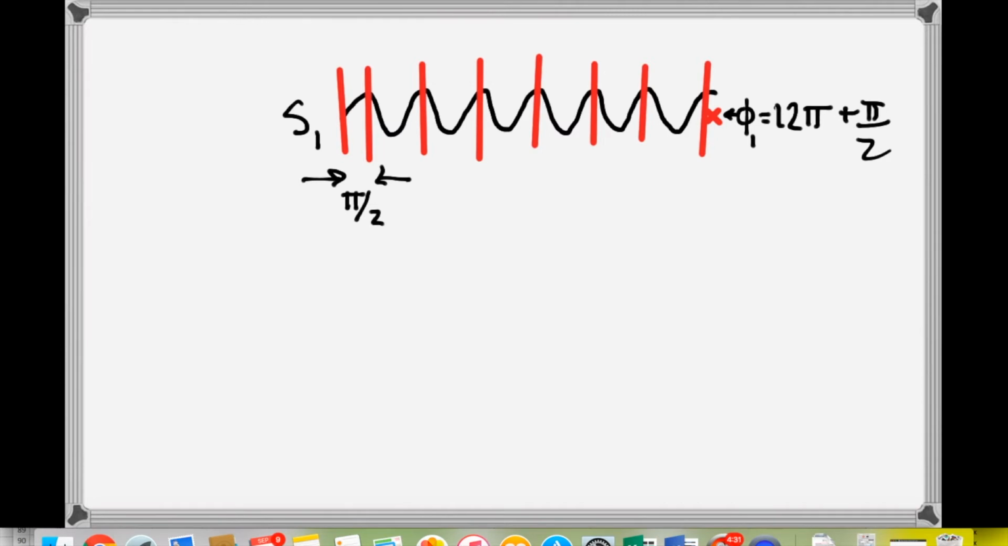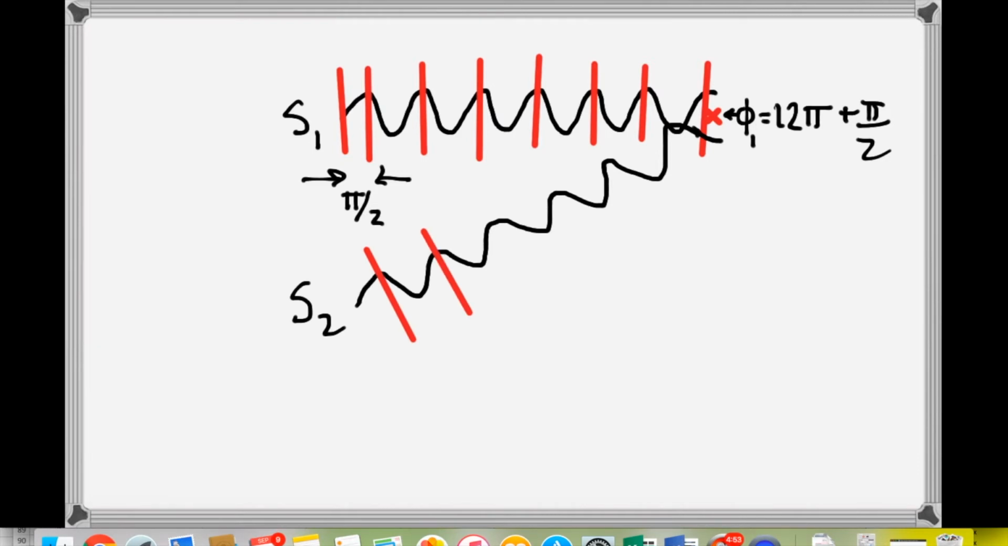Now, if there was another source emitting waves, and those waves arrive at the red x, then to know whether those two waves are constructively interfering or destructively interfering, we'll have to determine the phase of wave number 2 when it arrives at the red x. So we can count the peaks. That gives us a difference in phase of 2 pi.